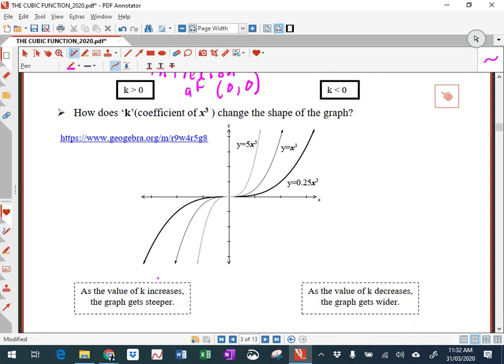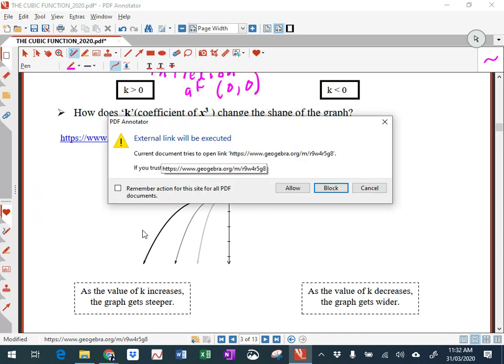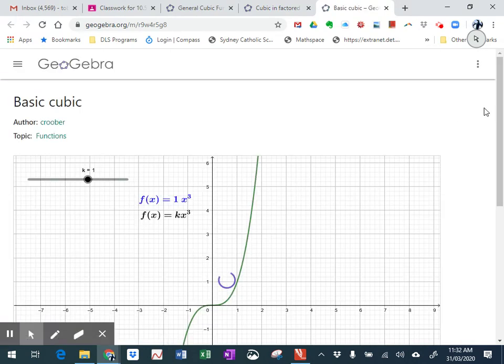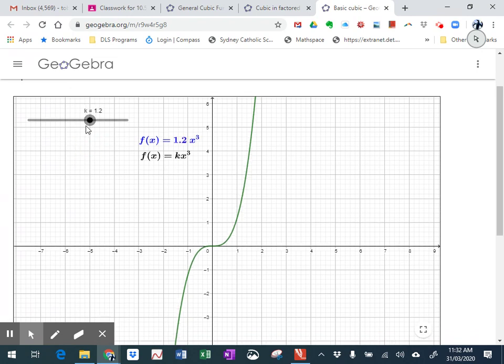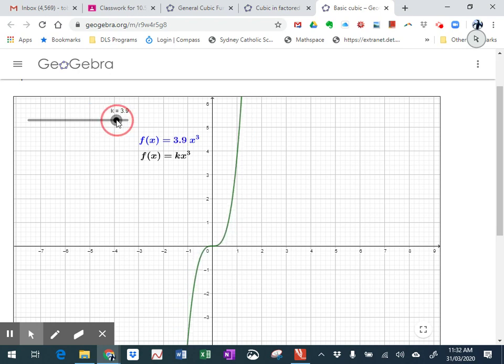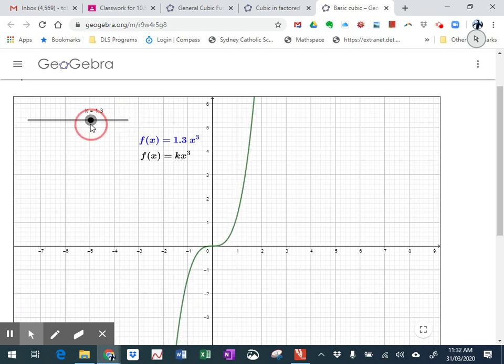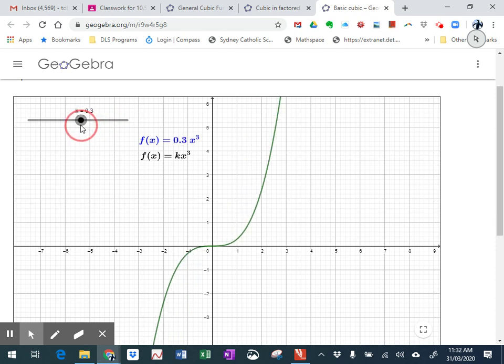Okay, so there's a little link here, you can see that. Okay, so I'll click on that link and let's have a look. All right, so have a look. K is 1 at the moment. What happens when I change K to a different value? Okay, so as K gets further from 0, yep, the graph gets steeper, and as it gets closer to 0, let's see how close I can get. I should be able to get to 0.1. There we go. Quite flat.